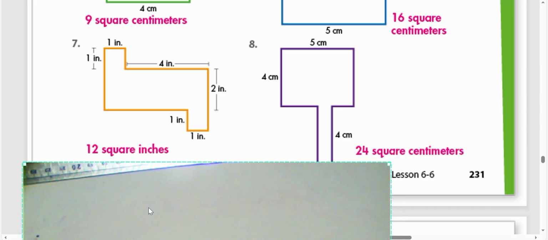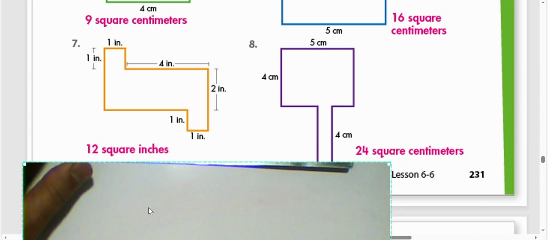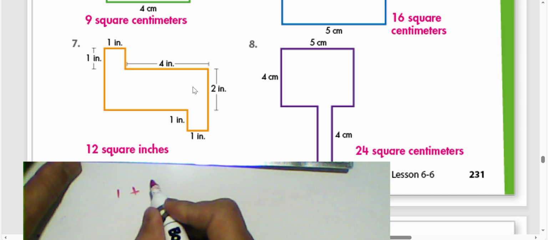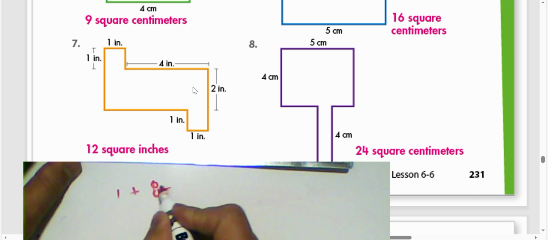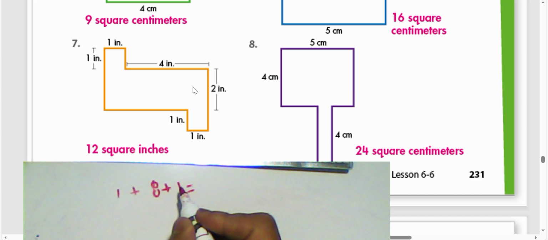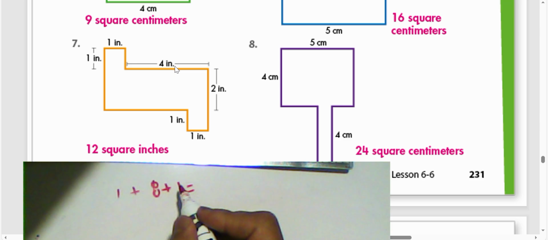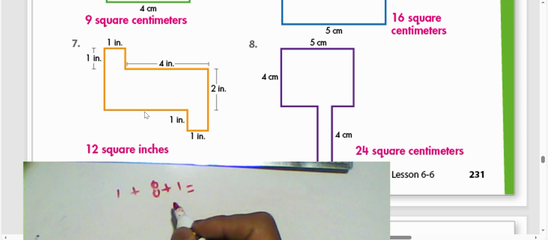We can also find the area here in two dimensions: 1 times 1 equals 1, and here 1 times 1 equals 1. The area of the rectangle, 2 times 4, is 8. We can collect together 1 plus 8 plus 1. 2 times 4 equals 8. Okay, and here 1 times 1 equals 1.